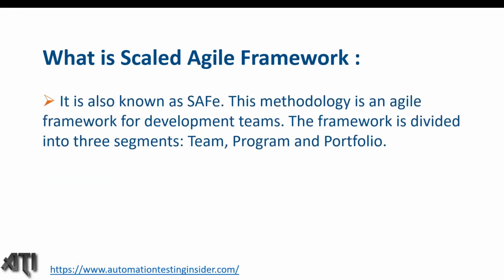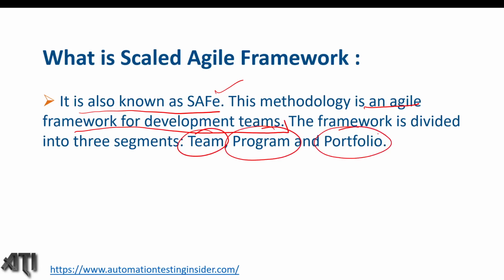So what is the Scaled Agile Framework? It is known as SAFe, as we have discussed. This methodology is an agile framework for development teams. The framework is divided into 3 segments. We have talked about team, program, and portfolio. This is the top level, this is the second level, and team is the bottom level.